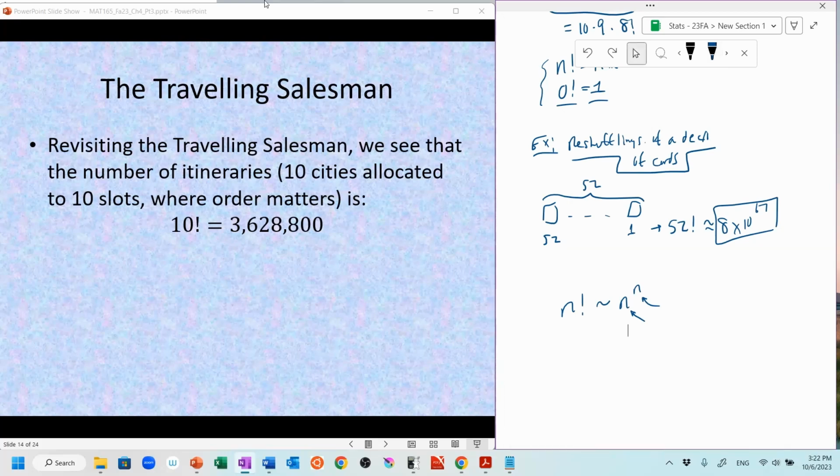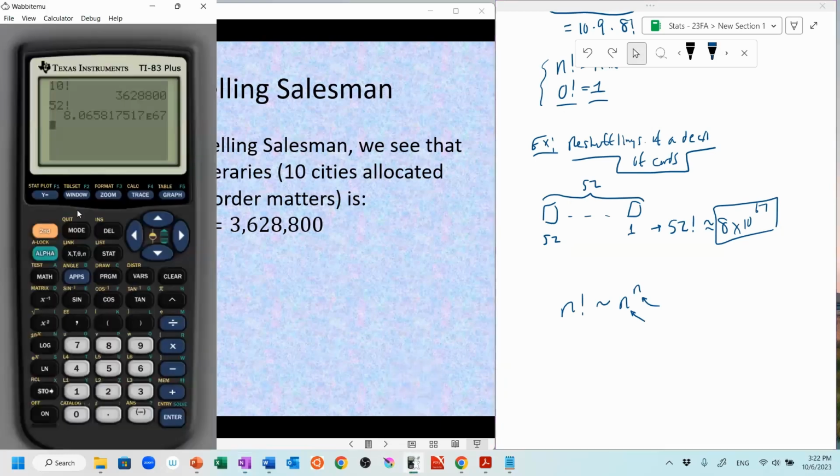So if we even went up to say 20 factorial, if our salesman had 20 cities to visit instead, all of a sudden, instead of 3.6 million itineraries, he's got 2 times 10 to the 18th itineraries.